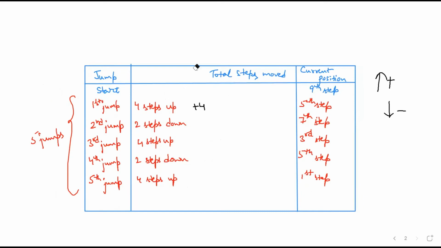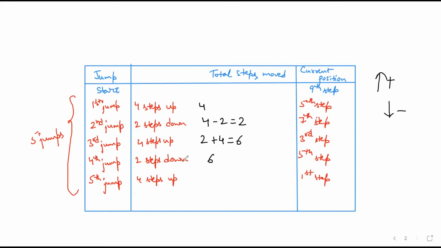ठीक है. So let's write this as 4. 4 steps up means +4. Now इस 4 में हम जो है ये add on करते जाएंगे जिससे भी पहले किया था. 4 down मतलब -2. So 4 - 2 is 2. अब इस 2 में फिर से इसको करेंगे. 4 steps up means +4. So 2 + 4 is 6.